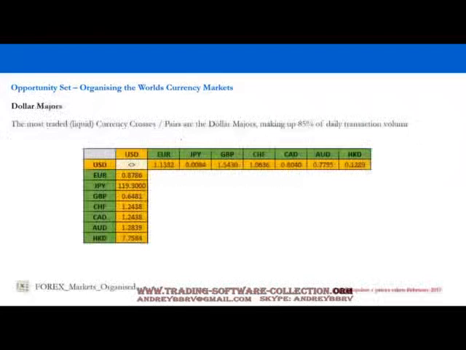The dollar majors are termed majors because it's all the major currencies quoted against the US dollar. And these make up 85% of daily transaction volume in the Forex markets globally. And when you look at the major currencies, so we look at euro, yen, sterling, Swissy, Canadian, Aussie dollar, Hong Kong dollar, when you look at the major currencies against the US dollar, these are the ones that make up the vast majority of daily transactions.